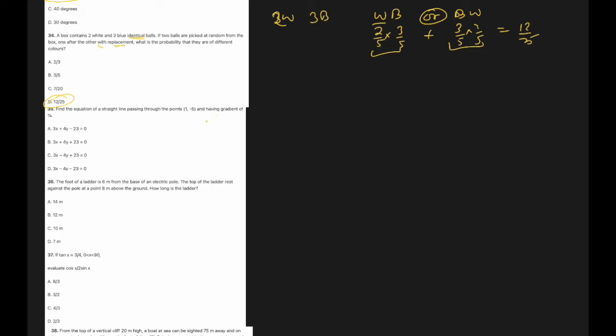Yeah. Find the equation of a straight line passing through the point and having this gradient. Okay. Equation of a line is this: y minus y1 equal to m times (x minus x1). Where y1, x1 are the coordinates of the specific point, they have given 1, minus 5. So in place of y1, we will put minus 5. In place of x1, we will put 1. This x and this y are the general x and y's. We don't need to replace them, but they have given the gradient 3 over 4.